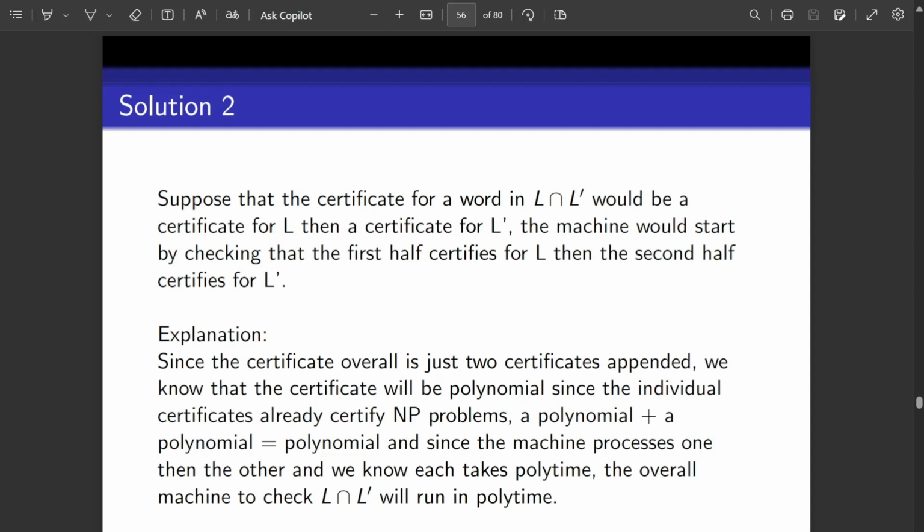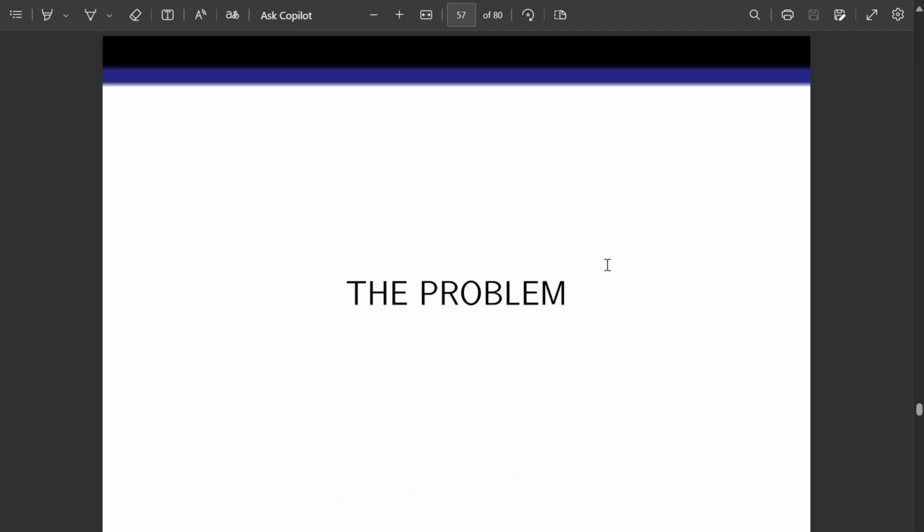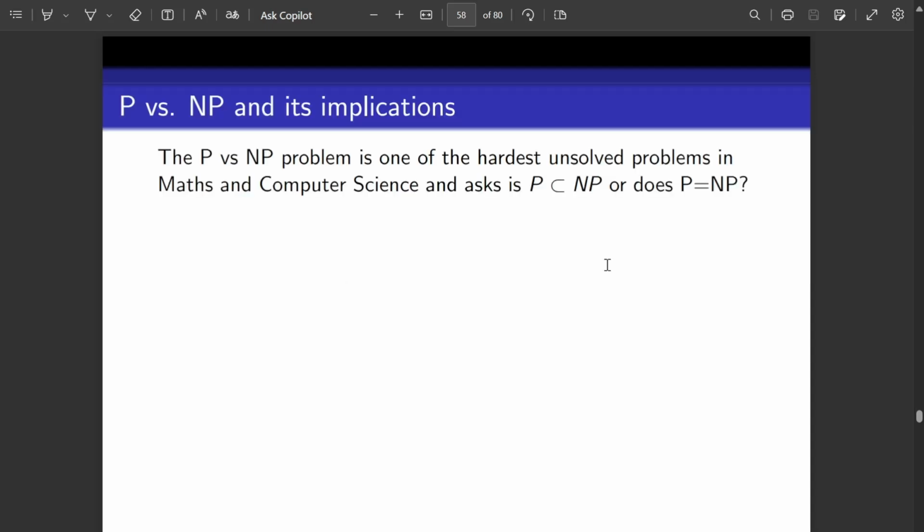Yeah. So the certificate is just a certificate for L, and then concatenated, appended on the end, is a certificate for L prime. And the machine checks the first half is a certificate for L, and the second half is a certificate for L prime. Okay, I guess we'll move on if nobody has any questions. So I honestly just put this in here for the meme, but we've talked about a couple example problems. So I guess we'll talk about the problem, P versus NP.